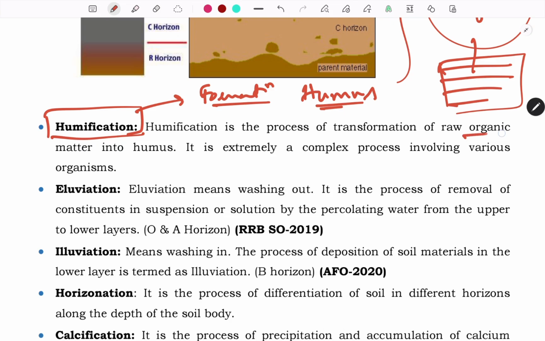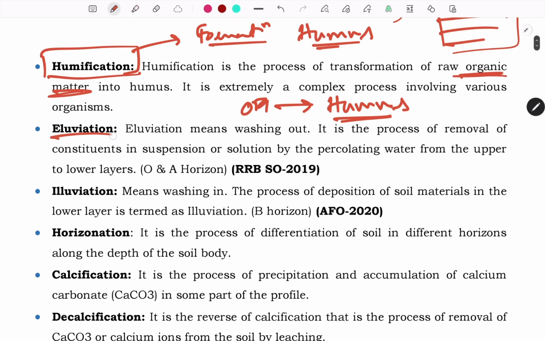Humus from what? From the organic matter. Organic matter formed into humus. That is what humification is. Then the next one is eluviation.